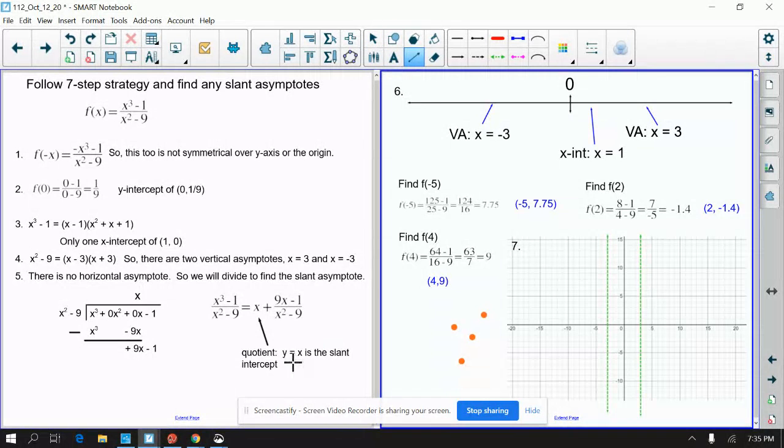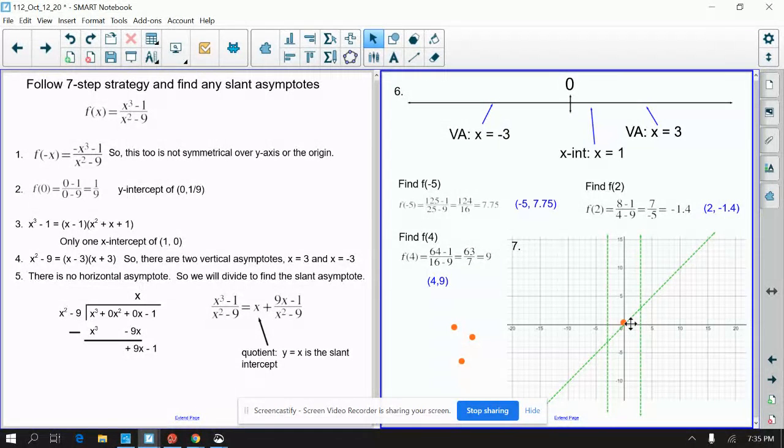And then I have a slant asymptote at y equals x. So my graph is going to be guided by these three asymptotes. Now, slant asymptotes can be crossed. Vertical ones will never be crossed because, again, vertical asymptotes are the x values that make you divide by 0. I know the y-intercept, it's (0, 1/9).